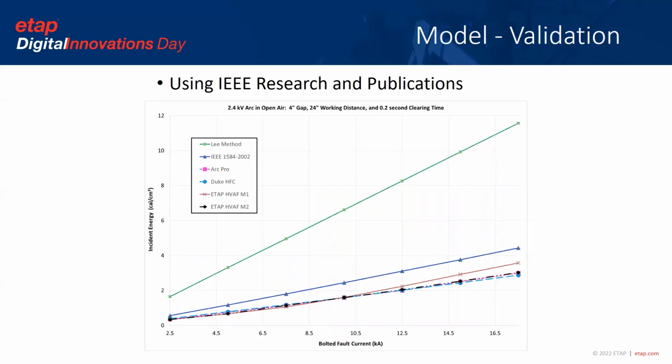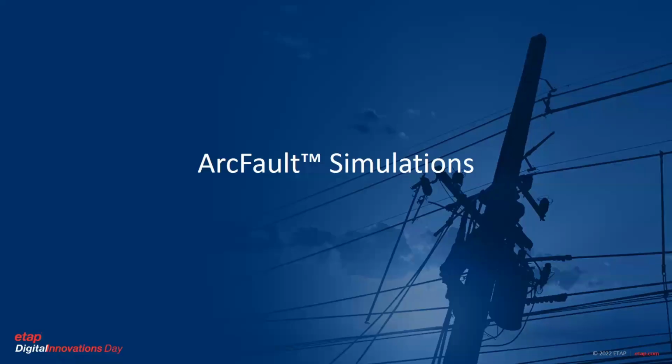Comparisons against IEEE research papers and other cited publications are also included in my paper. They show that the ArcFault methods have great correlation with all the other methods available out there, which have been suggested in the past for the determination of incident energy in overhead conductor systems. All, of course, with the exception of the Ralph Lee method, shown in green color here, which shows overly conservative results. Now, I would like to give you a live demo of simulations of arc faults in overhead conductor systems.